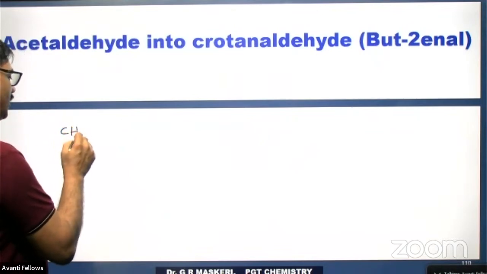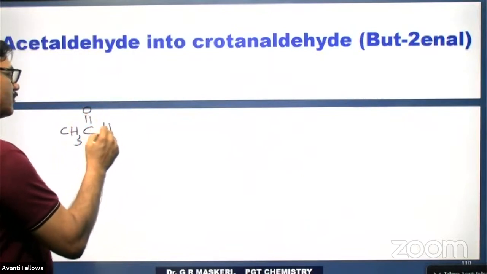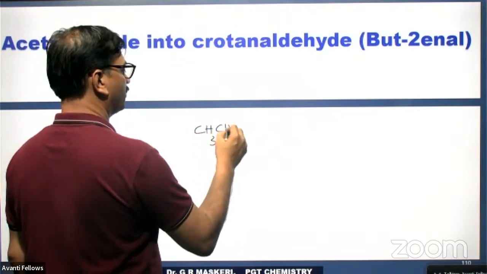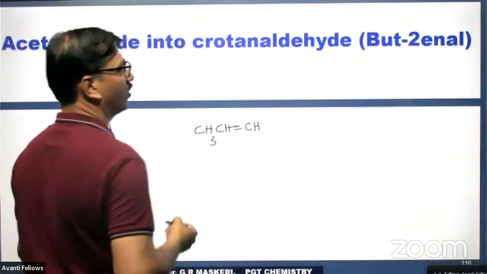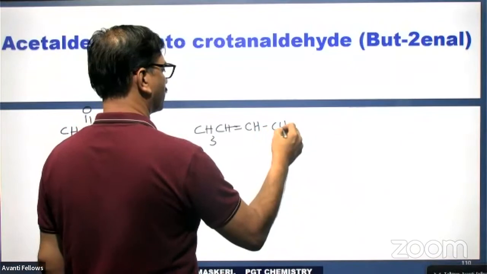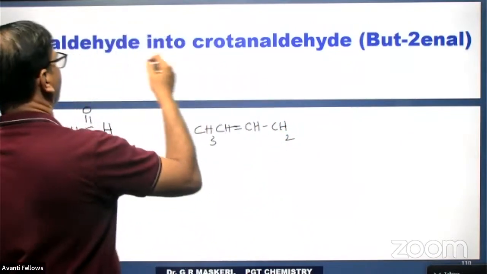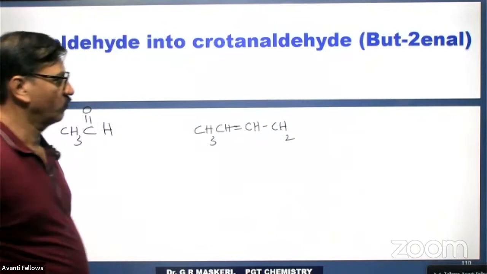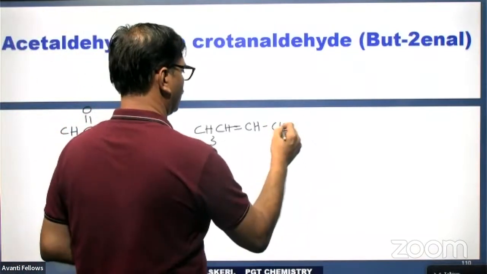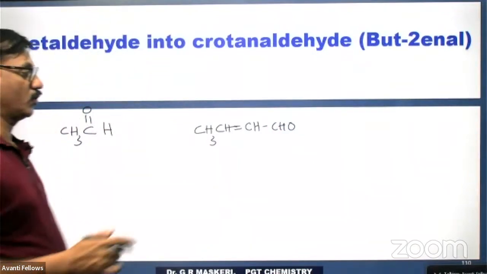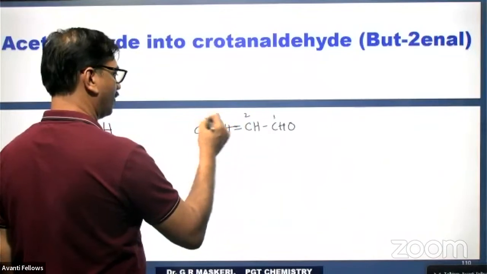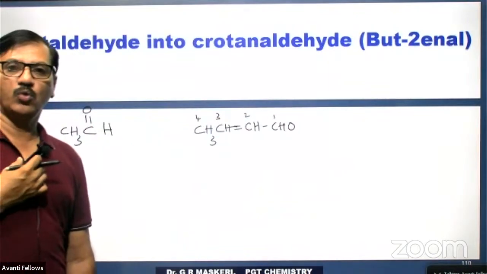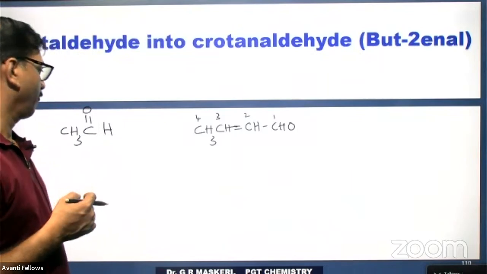Now, acetaldehyde to crotonaldehyde. Acetaldehyde is here. Crotonaldehyde is but-2-enal. This is the double bond, and al. But-2-enal: 1, 2, 3, 4. CHO. Okay, so but-2-enal. First carbon, second carbon, third carbon, fourth carbon. So at the second carbon there is ene, and the first carbon atom is aldehyde. Therefore, it is but-2-enal. How to convert this?